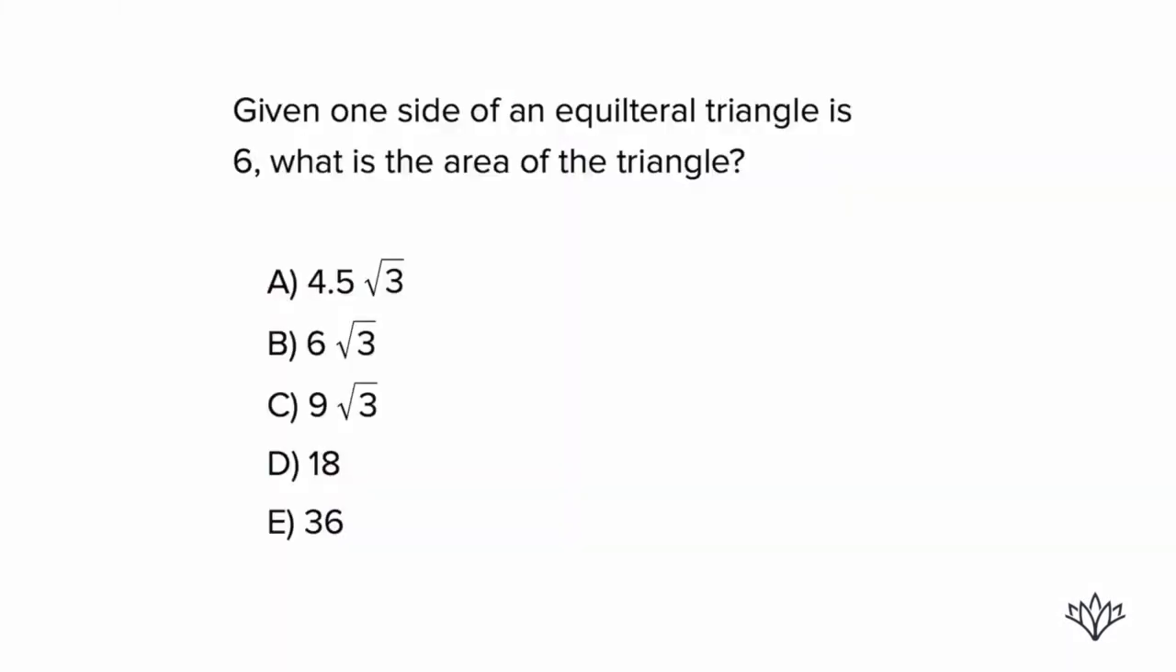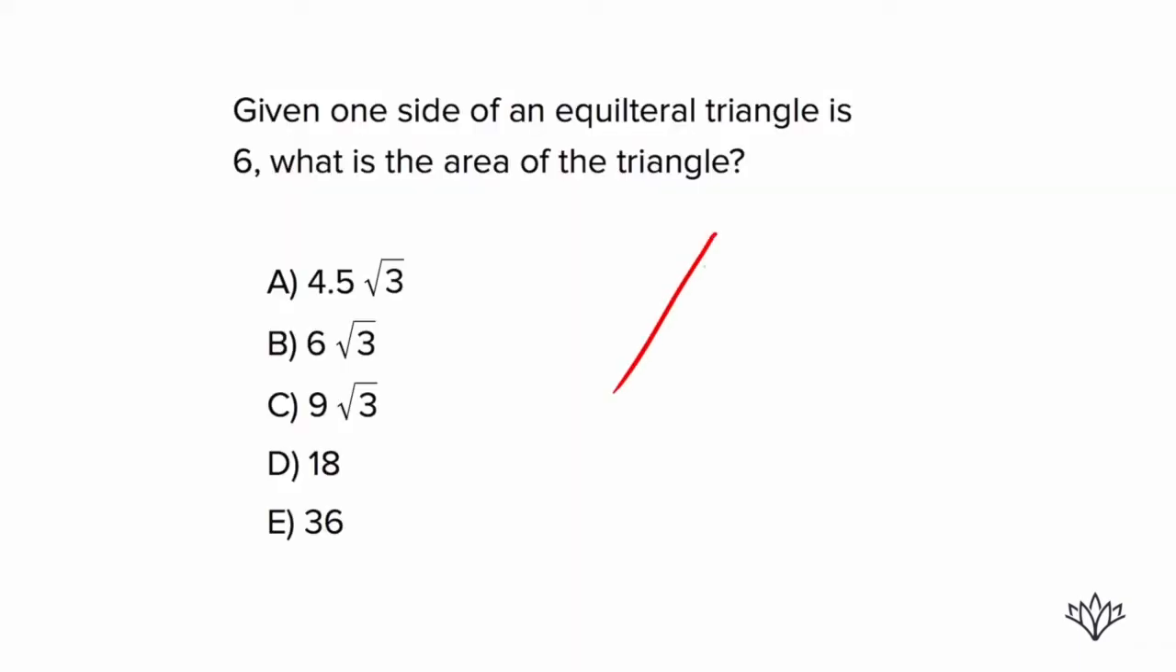It's really important that you have the 30, 60, 90 triangle down, how to work with it. It's one of the special right triangles. This one says, given one side of an equilateral triangle is 6, what is the area of the triangle? So let's start by drawing out an equilateral triangle. Remember, it's equilateral, so all the sides are equal, and we know that each of these angles is 60. And what does it tell us? That the side is 6, so we can list that for each of the sides.